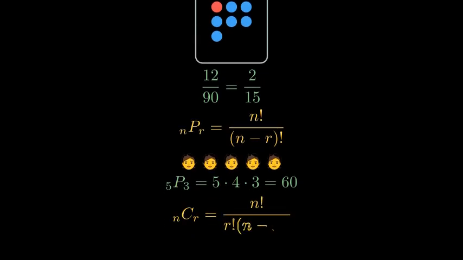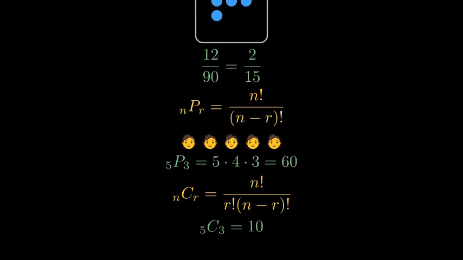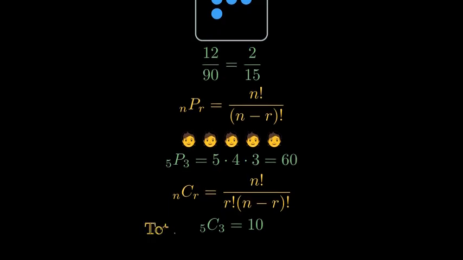Part 6. Combinations. Use combinations when order does not matter. The formula is nCr equals n factorial over r factorial times n minus r factorial. Example, how many ways can 3 students be chosen from 5? 5C3 equals 10.